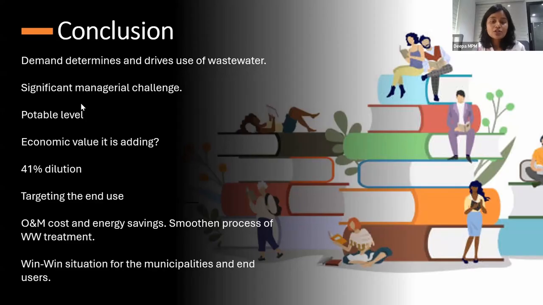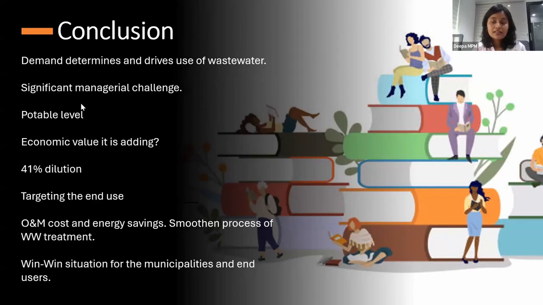So treating wastewater to a potable level is fine. It's a good thing, but we should also look into what economic value it is adding to the society. Also, a tertiary level of treatment will not capture the nutrient values of the wastewater. So the nutrient recovery concept will completely vanish in that. And with only 41% dilution happening in Anand city, the wastewater is able to generate economic benefits among the farming community in the downstream.